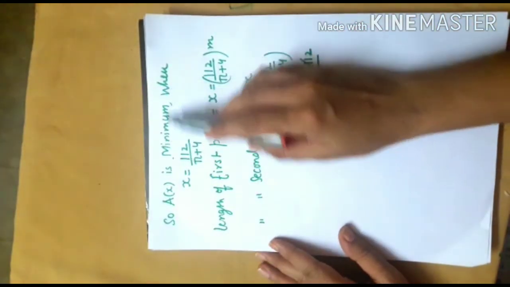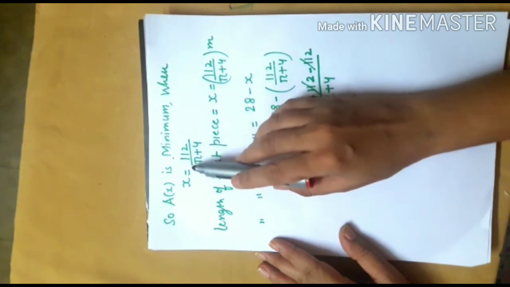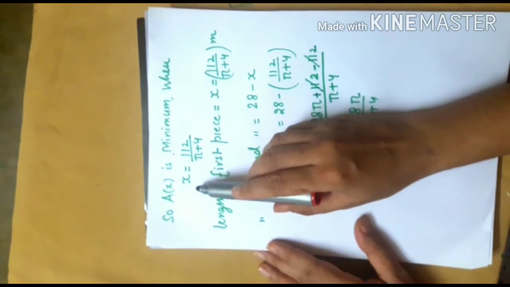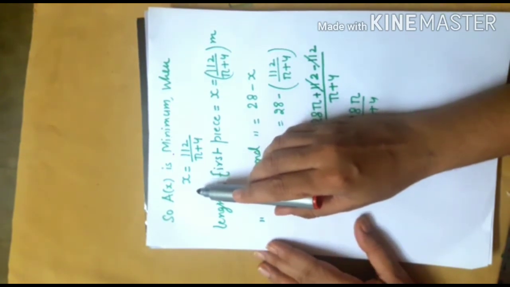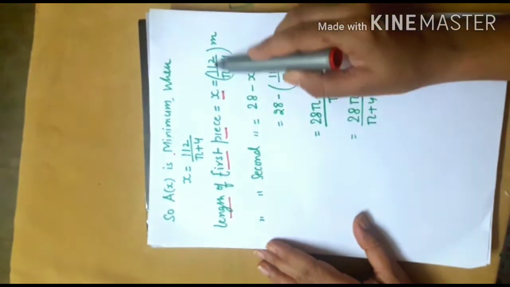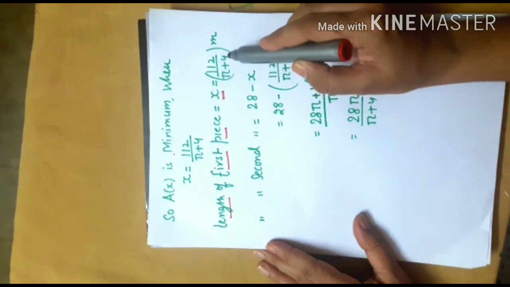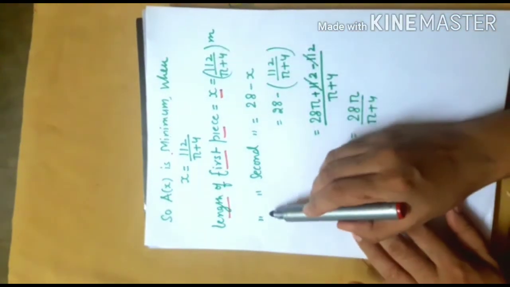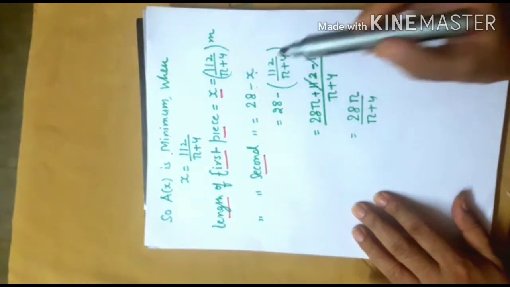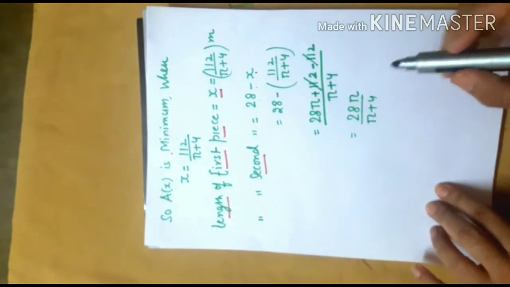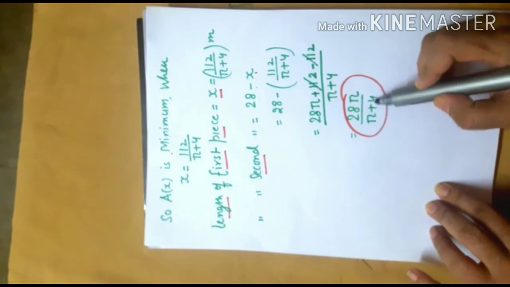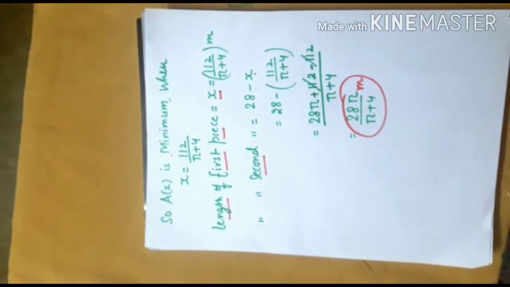So area is minimum when x is equal to 112 over (pi plus 4). Now x was the length of the first piece of wire that was made into a square. So the length of the first piece is 112 over (pi plus 4) meter. The length of the second piece will be 28 minus x. Put the value of x and simplify. You will get the length of the second piece as 28 pi over (pi plus 4) meters.